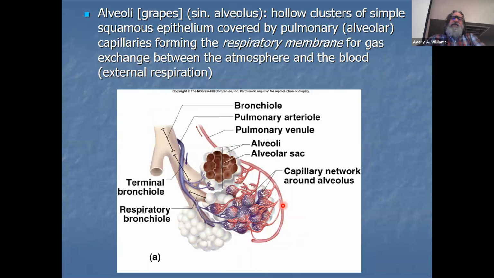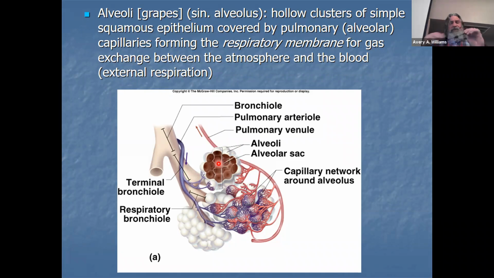Each of the alveoli, the word alveolus means grape. So alveoli means grapes. Don't they look kind of like little grapes all clustered right there? I define them as hollow clusters of simple squamous epithelium covered with pulmonary or alveolar capillaries, forming the respiratory membrane for gas exchange between the atmosphere and the blood. Remember, that form of respiration between the atmosphere and the blood is external respiration. So this is where external respiration takes place.